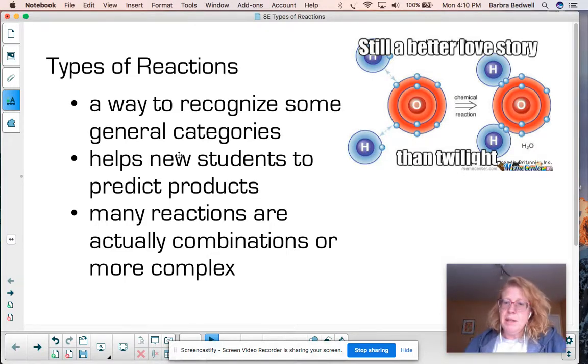So again, with this, it's just a way to kind of organize your thinking and kind of get your head around some of the different ways that reactants can form products. Sometimes they come together, sometimes they break apart, sometimes they make more complicated things, sometimes they just switch partners. Lots of different things like that.